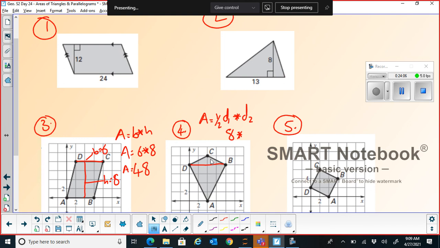And let's see the diagonal 2. Diagonal 2 goes from C all the way till A, which is 1, 2, 3, 4, 5, and each of them is 2 units. 2 times 5 is 10. So I get 40 square units.